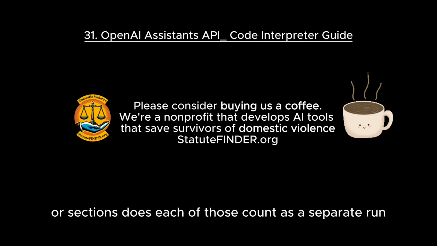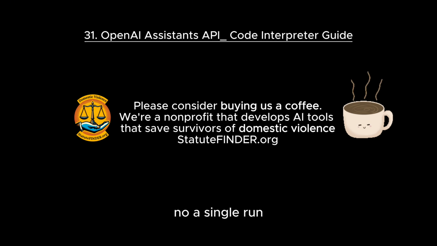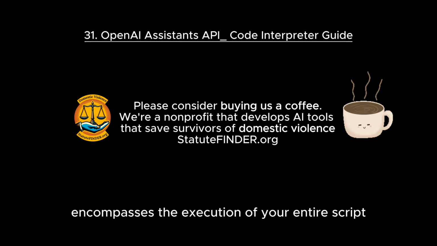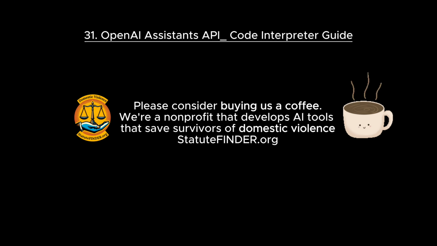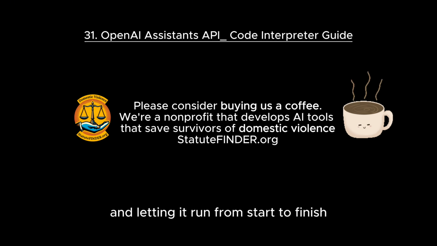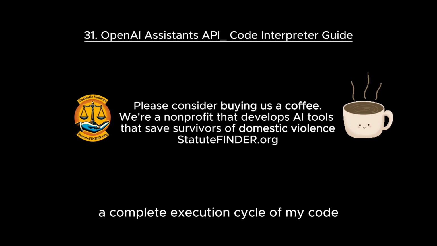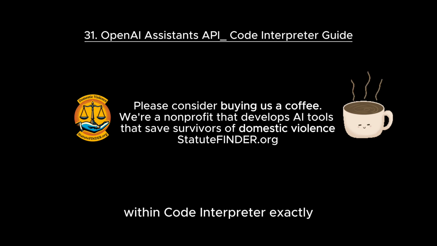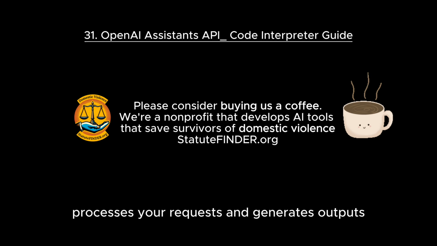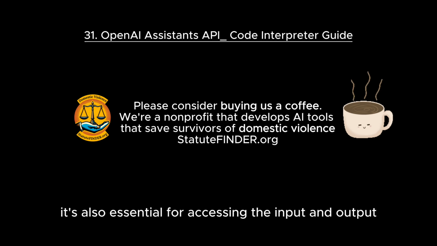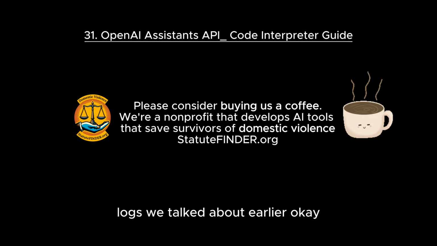And what if my script has multiple functions or sections? Does each of those count as a separate run? No. A single run encompasses the execution of your entire script, regardless of how many functions or sections it has. It's like hitting the play button on your code and letting it run from start to finish. So a run is essentially a complete execution cycle of my code within Code Interpreter. Exactly. And this concept is important because it helps us understand how Code Interpreter processes your requests and generates outputs. It's also essential for accessing the input and output logs we talked about earlier.